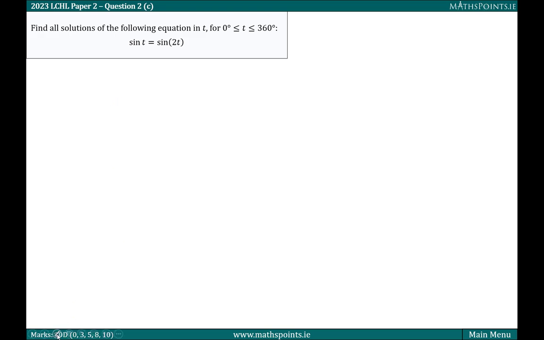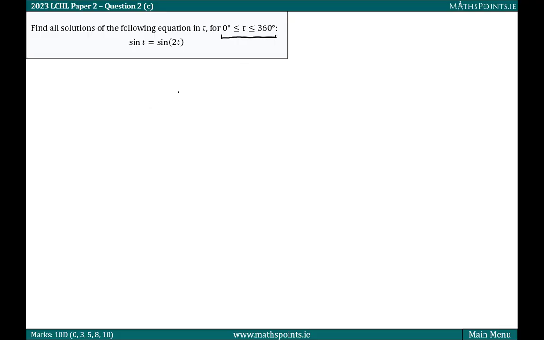Okay, so we're looking for solutions to this trigonometric equation. It says that the sine of t is equal to the sine of 2t, and we have to find values of t for which this is true. And we're only looking for values from 0 to 360 degrees.